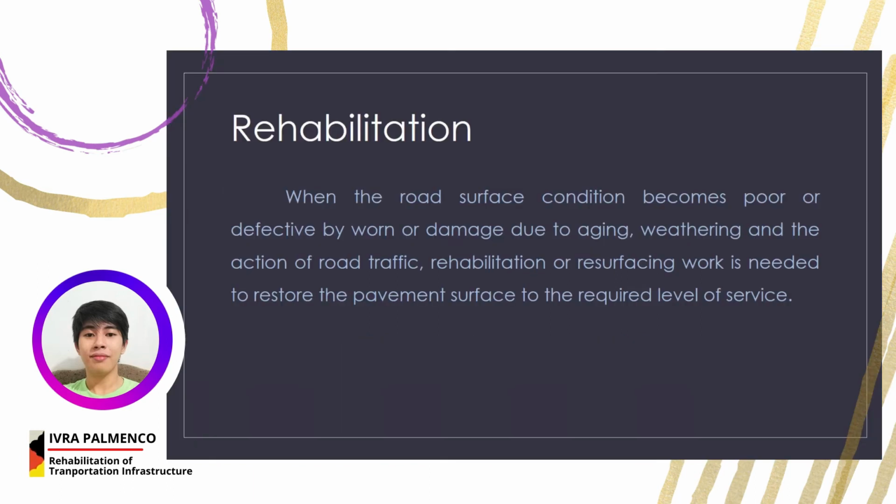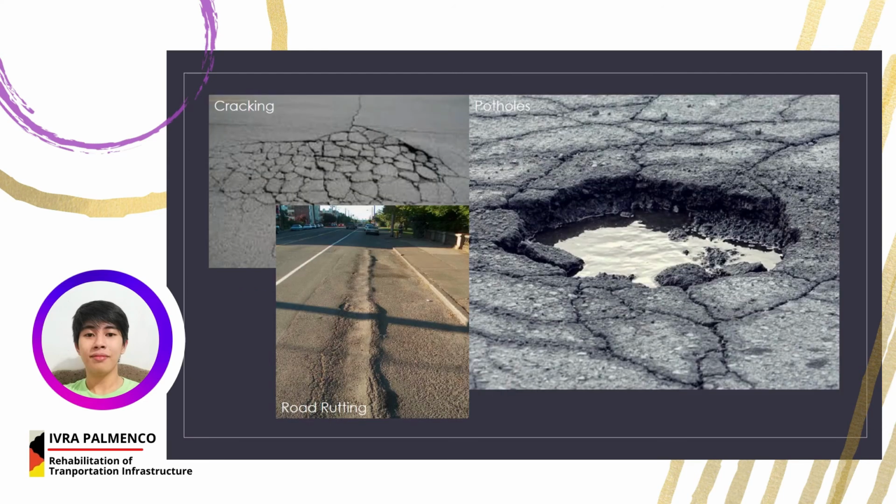Rehabilitation. When the road surface condition becomes poor or defective by wear or damage due to aging, weathering, and the action of road traffic, rehabilitation or resurfacing work is needed to restore the pavement surface to the required level of service. Here, we can see the most common types of damage that affect roads and pavements. We have cracking, potholes, and road rotting or depressions.